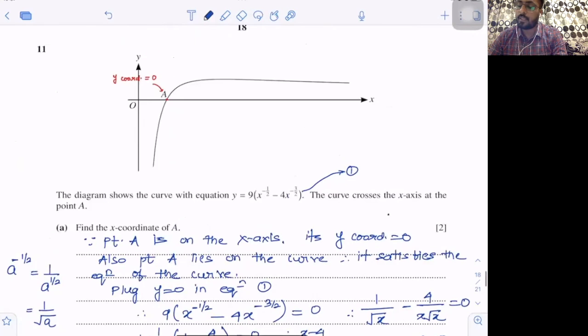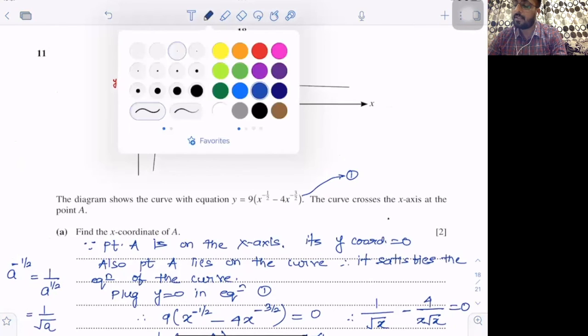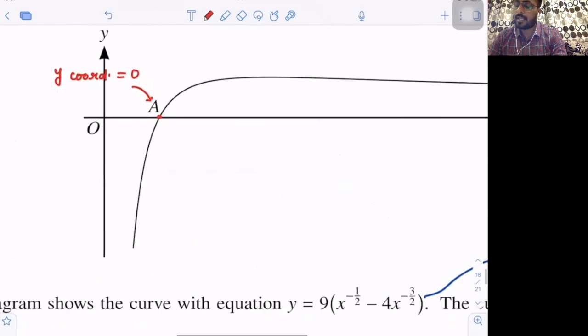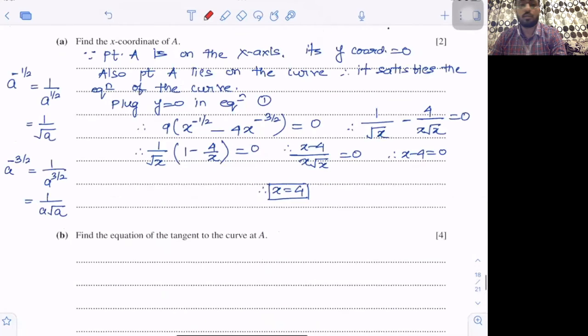So I can now say that point A will have what coordinates? The x coordinate is 4 and the y coordinate is 0. So I can write here for point A, the x coordinate is 4 and the y coordinate is 0. Right, guys? So the first part is solved. We have got the x coordinate of point A. Now I want to find the equation of the tangent which is drawn to the curve at point A.